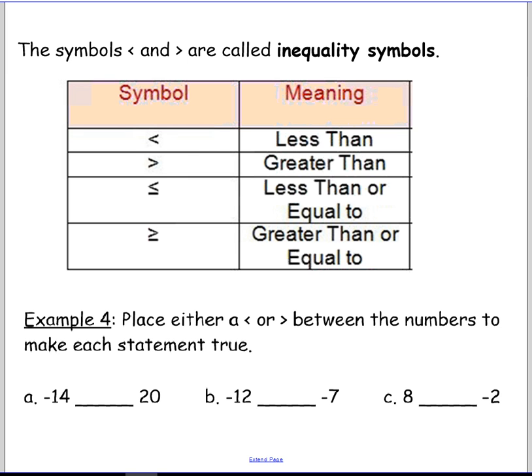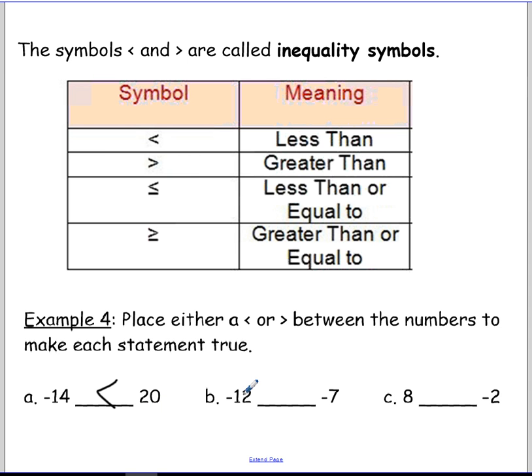And so for these examples, negative 14 compared to 20, I always think of negative as borrowing in this case, and I would rather have $20 than to borrow or owe somebody $14. And so we would put a less than sign. It points to the negative 14 because it's smaller, and it opens up to the 20 because it's larger.